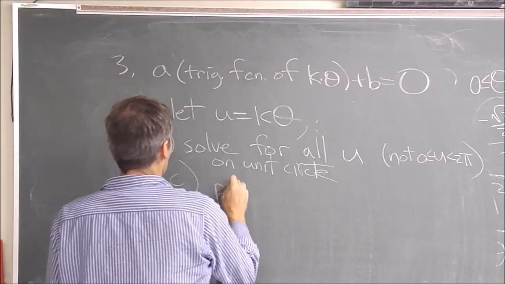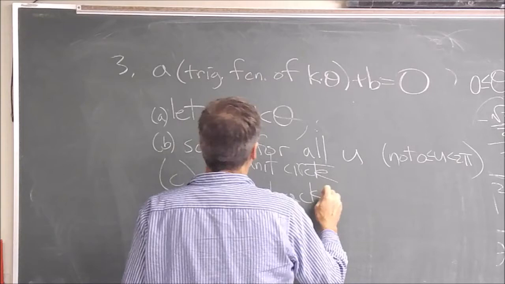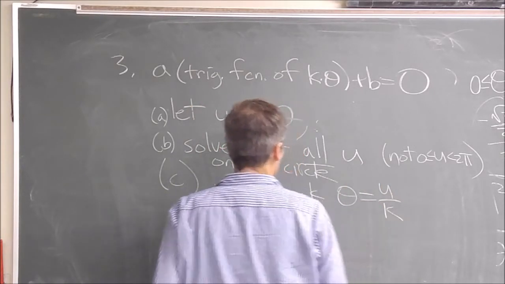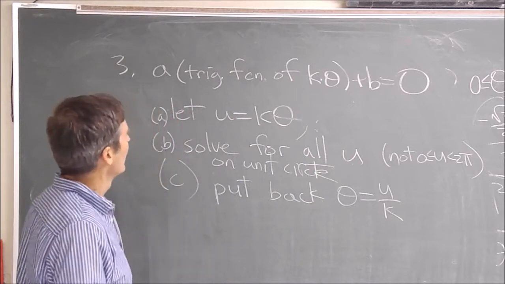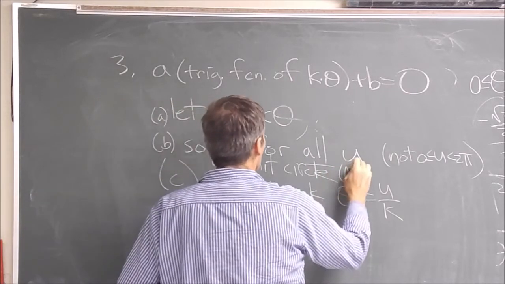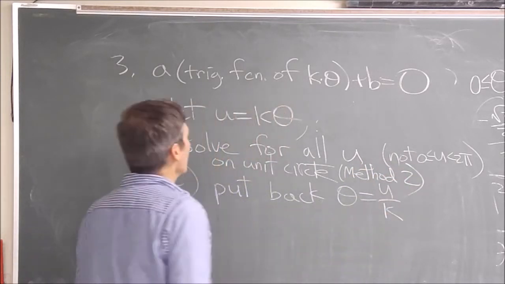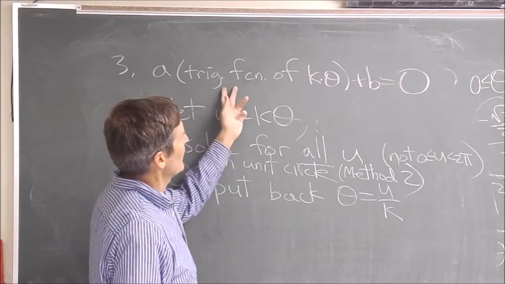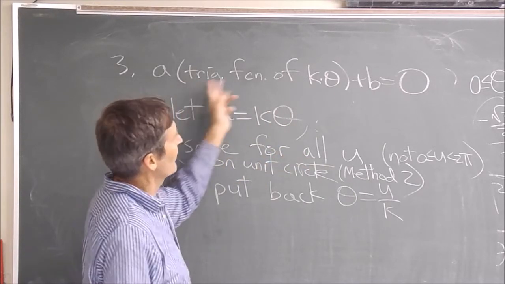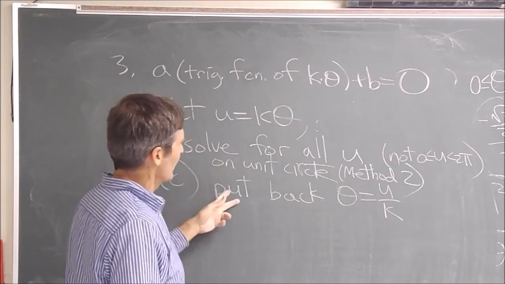Then put back theta equals u over k. You get the theta values. So it's method 2 here. If you get a times the trig function of k theta plus b equals 0, just make a substitution to make it a times trig function of u plus b equals 0. Then apply method 2 and then substitute back.